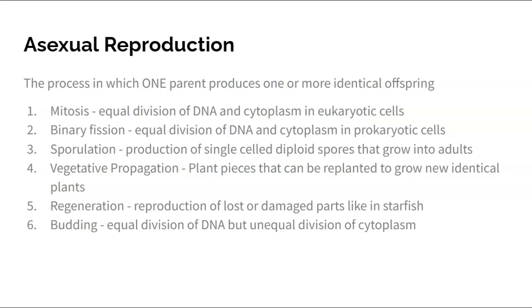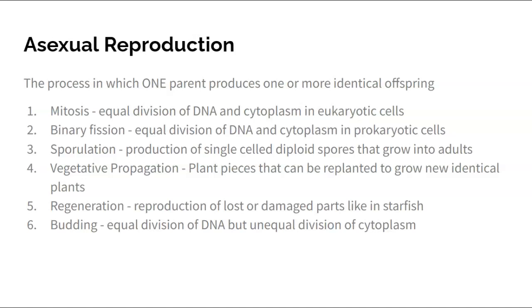Mitosis, which is what we've just been talking about this whole time, is the equal division of DNA and cytoplasm in eukaryotic cells. So this is literally like making an identical copy of a eukaryotic cell. Binary fission is that same idea, an equal division of DNA and cytoplasm, except in prokaryotic cells, like bacteria. So mitosis and binary fission are almost identical, it's just the type of cells it happens in.